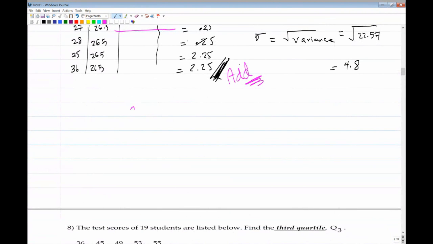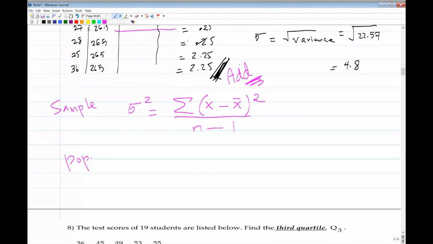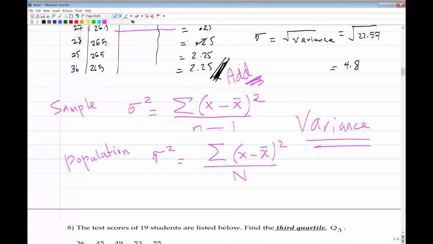But what I want to say over here is the variance for the sample. So let me write the word sample. It's always the sum of x minus x bar squared, and we divide by n minus 1. For the population, it's the exact same formula, but instead of dividing by n minus 1, we divide by the sample size. That is the variance. A standard deviation is not bad because you just take the square root of the number.